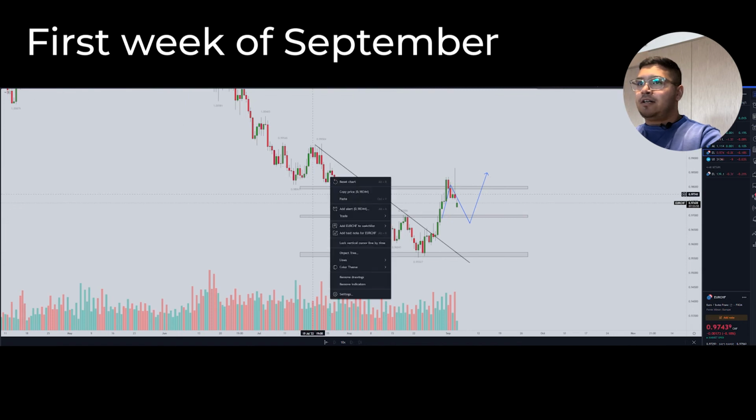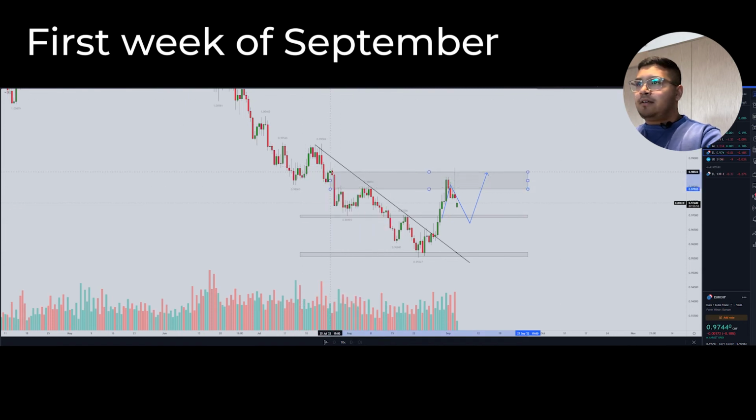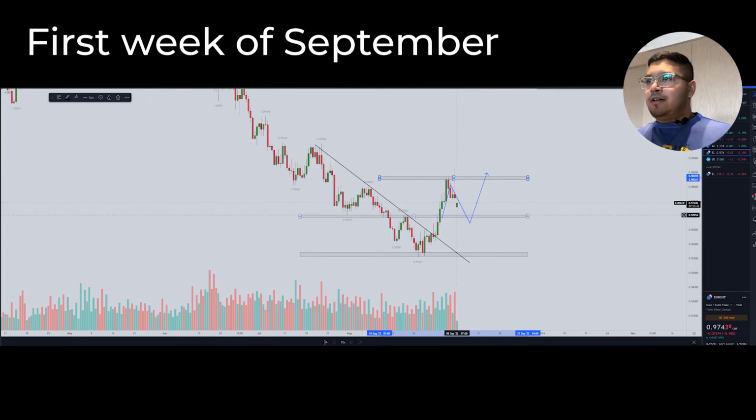the potential target will be up here at 0.9830. So we have a higher high, higher low, looking to go long Euro CHF.